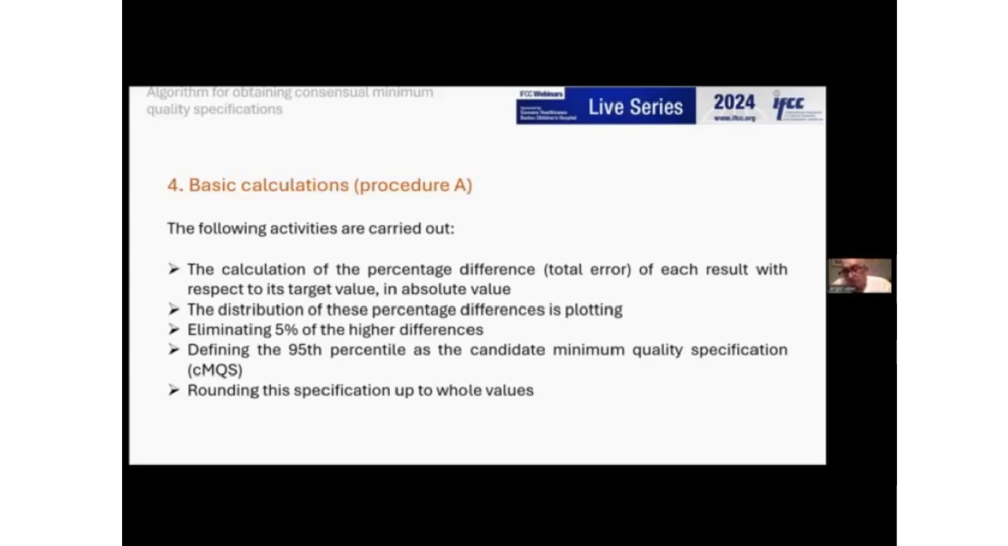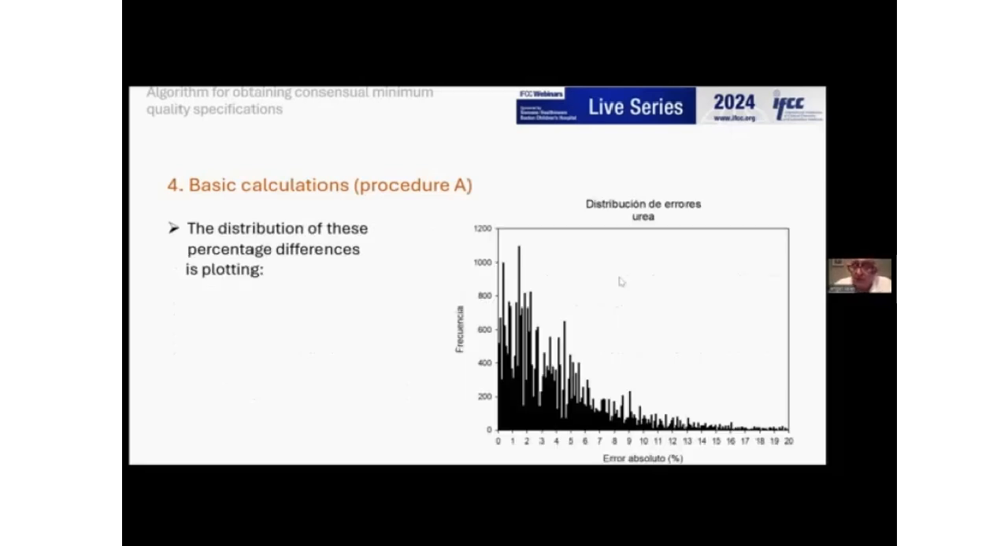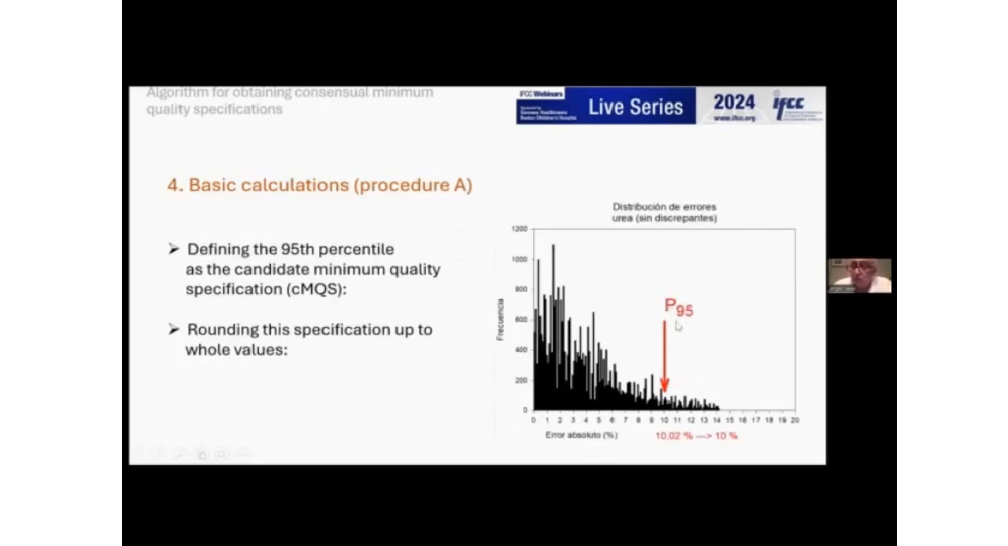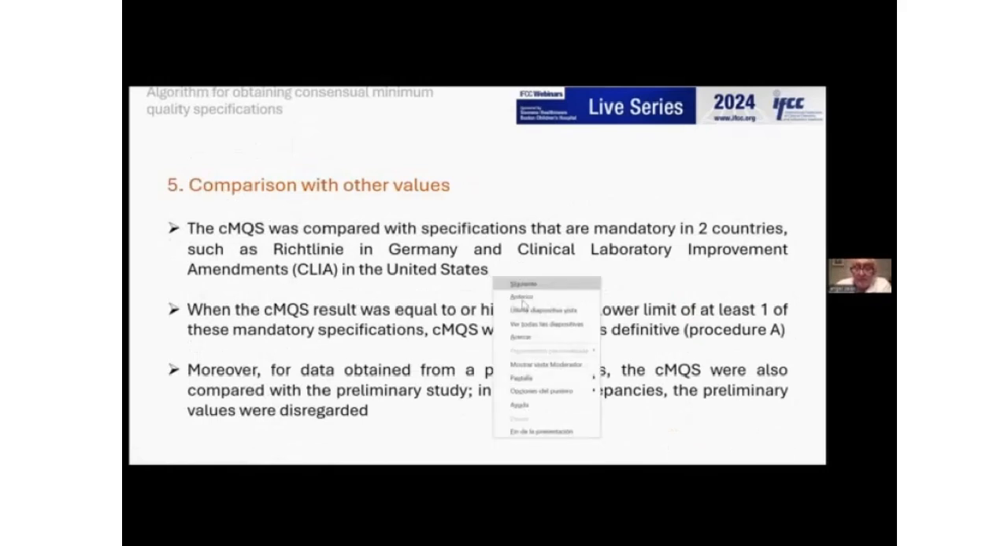And also, by committee agreement, with what remains, we look for the value that appears at the 95th percentile and call it the candidate minimum consensus specification. If this value has decimals, we round it to whole value. To give you an idea of what I have just said, this would be the distribution of the total error. Here we have the 5%. Here it has already been eliminated. We look for the 95th percentile and know that it is 10.02, so we round it to 10.